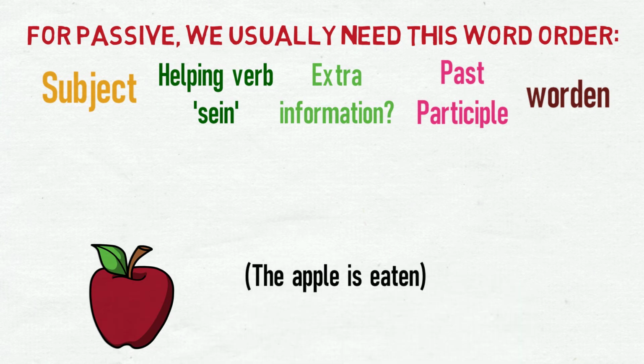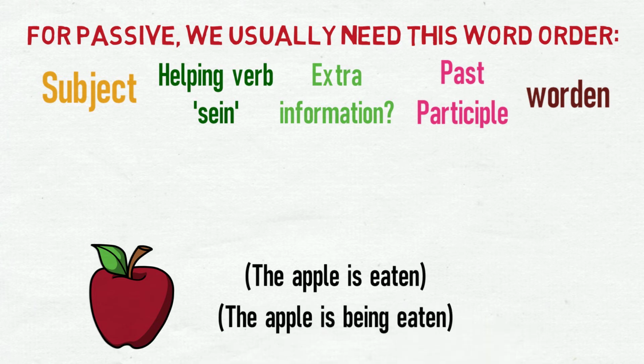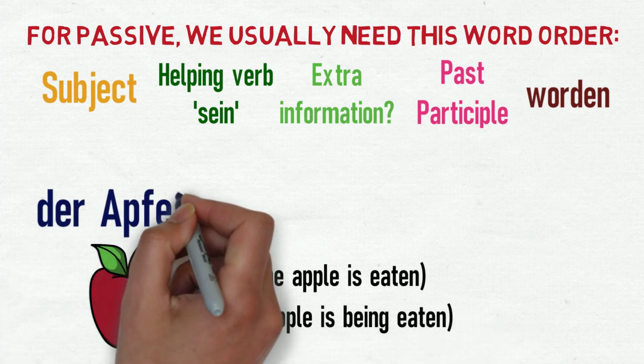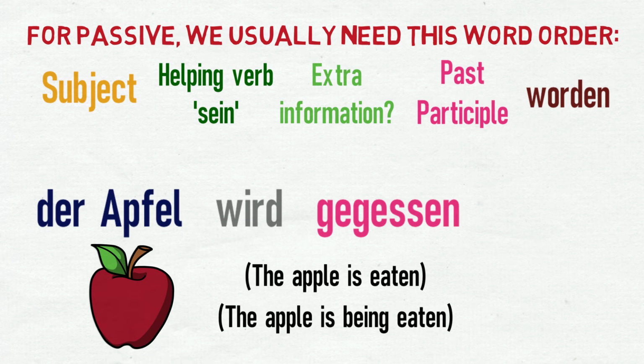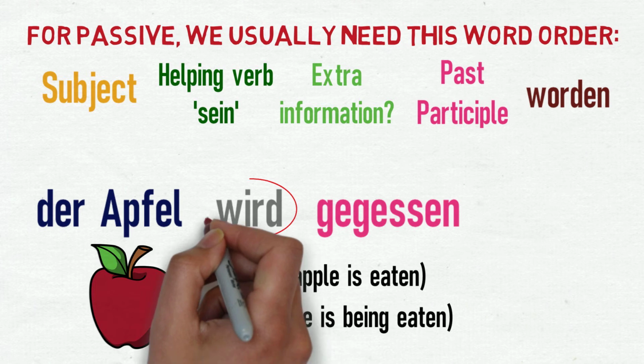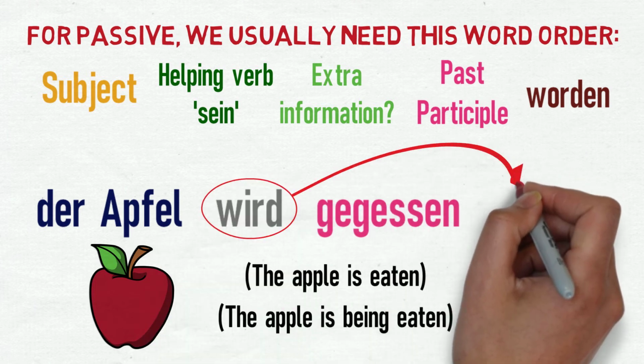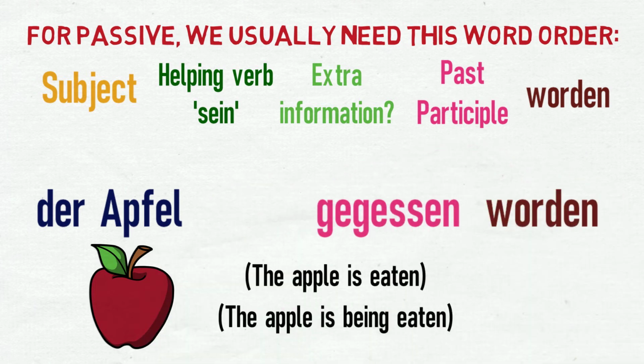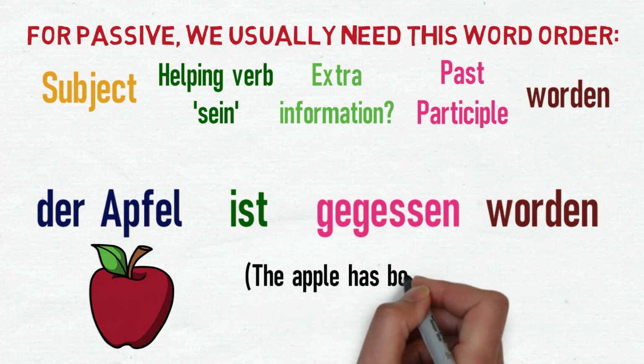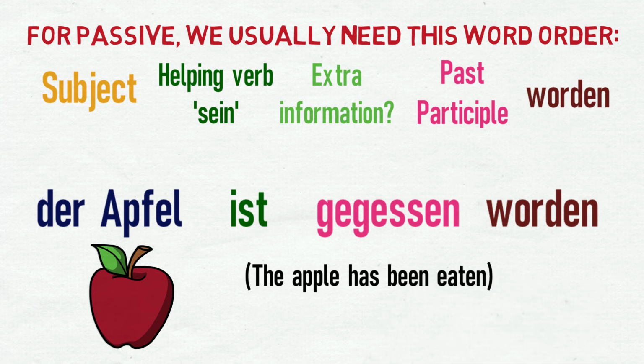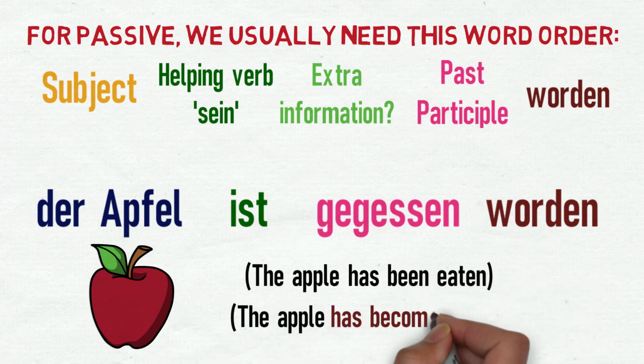The apple is eaten, or the apple is being eaten, is der Apfel wird gegessen. To put this into the perfect, we take the verb werden, wird, move it to the end, and change it to worden. We then conjugate the helping verb sein to its third person form of ist. So the sentence we're left with is der Apfel ist gegessen worden. The apple has been eaten. You can think of this as the apple has become eaten.